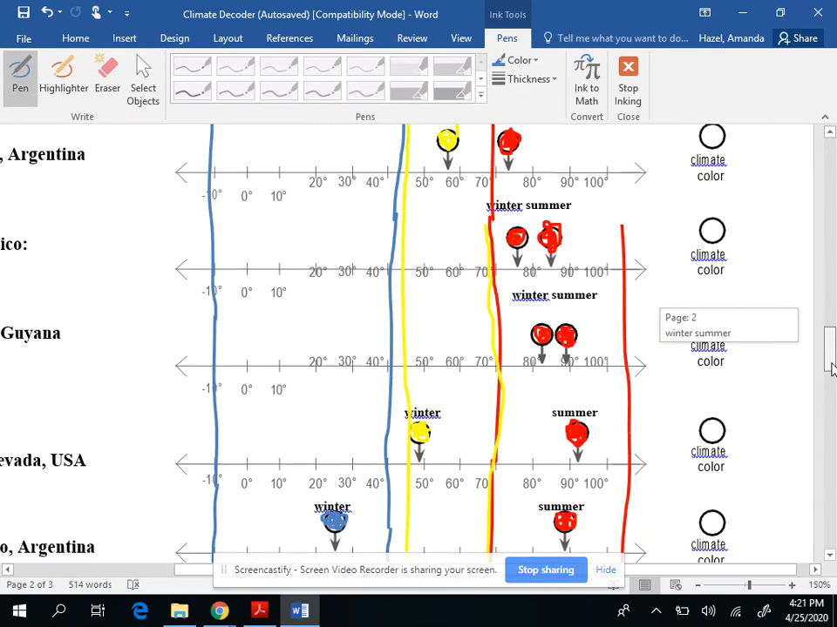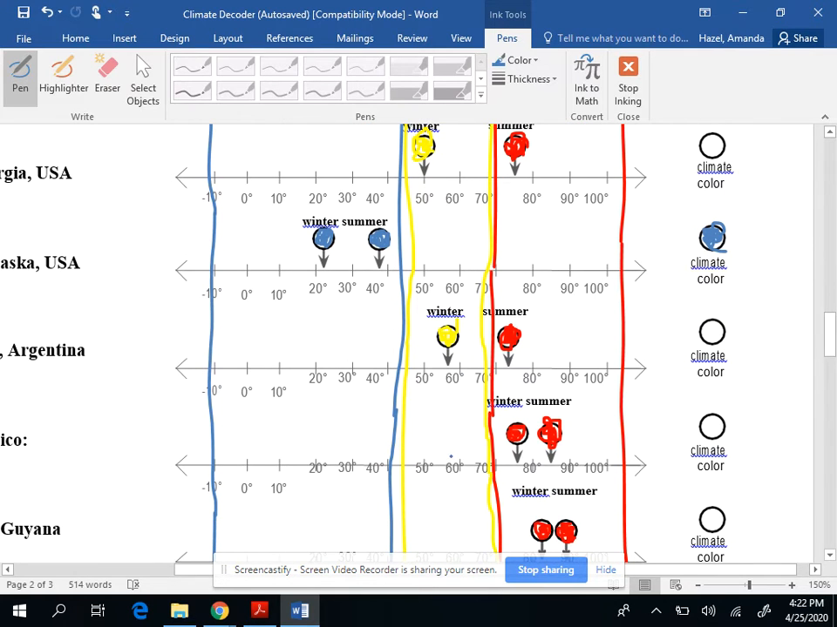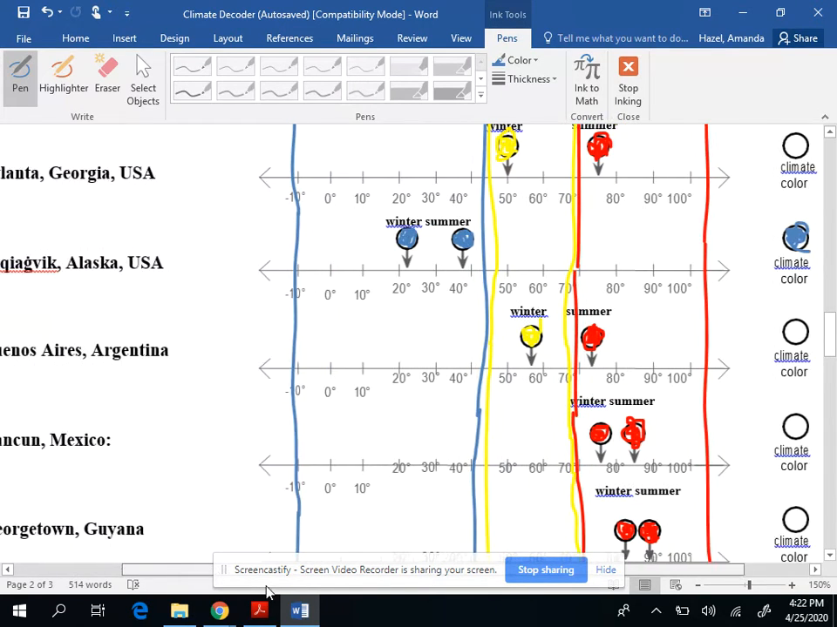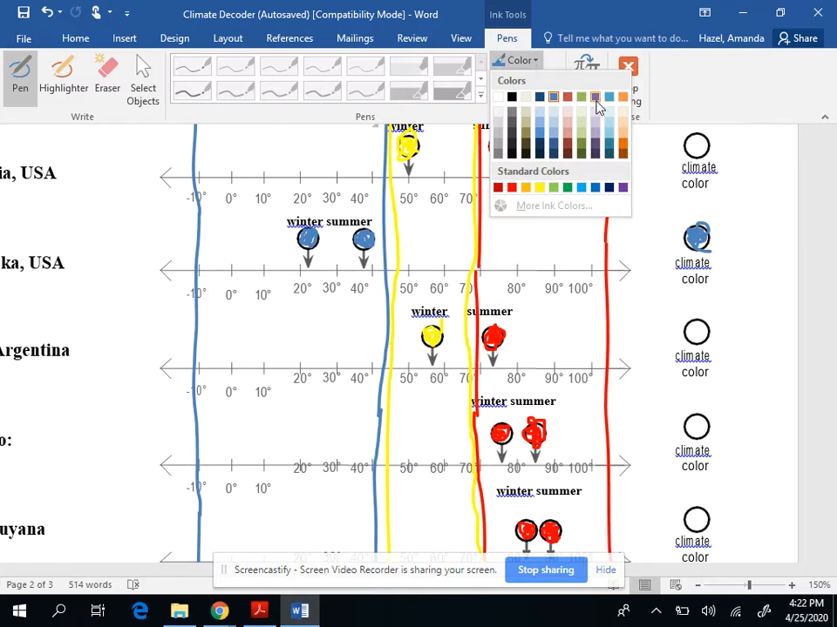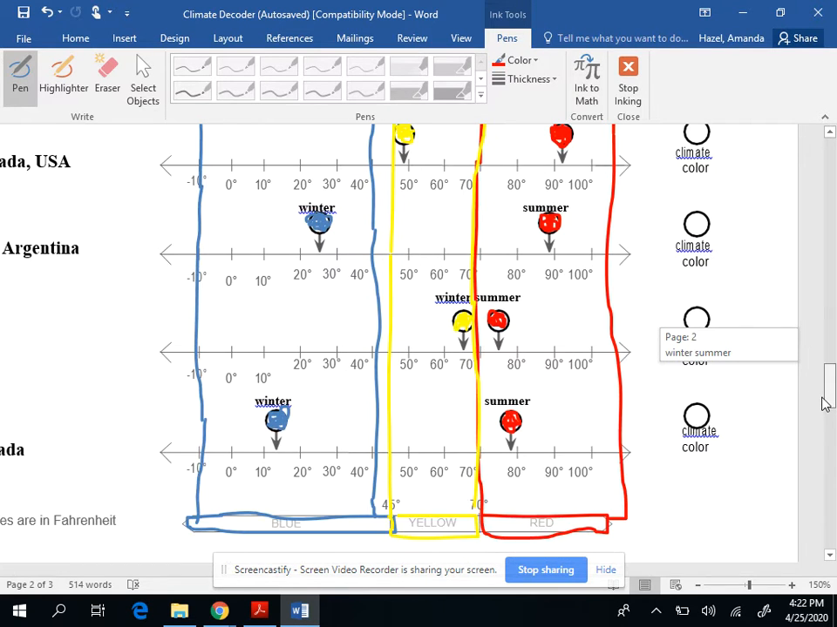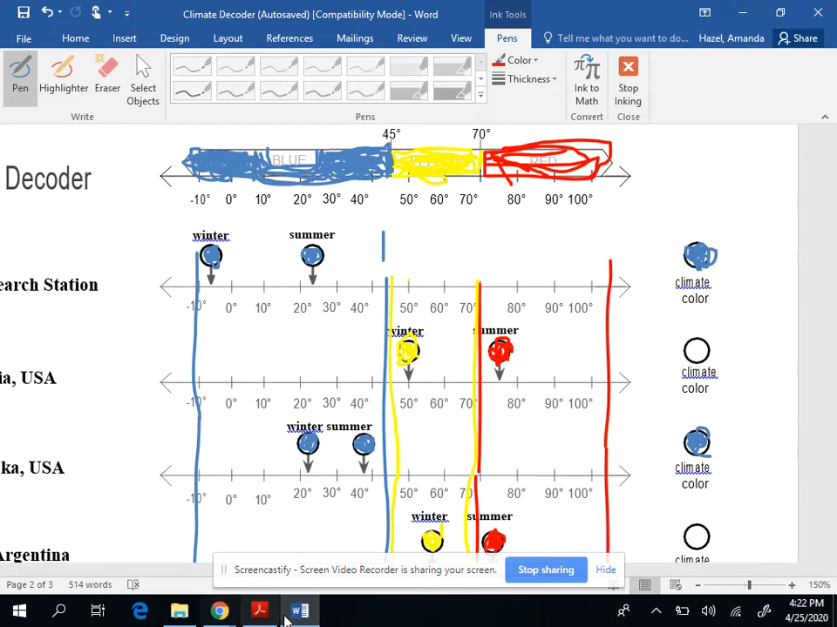Okay. Now let's look if we have all reds anywhere. Okay. Right here, we've got in Cancun, winter and summer months, it gets very warm there, so we have to fill it in red. So that climate is hot. Same with this place here, Georgetown, Guyana. All right. Any other double reds? Now it looks like the rest are combinations of red, yellow, or blue.